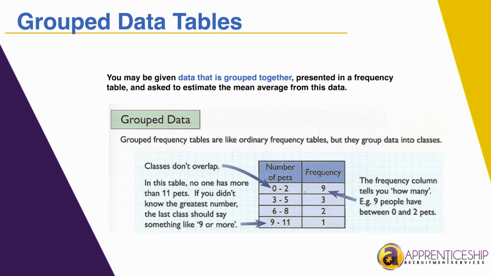The problem is when they ask for the mean. The mean is the average, the average number of pets that someone owns. With these types of tables, we don't have exact data. So 0 to 2 is 9 people. So 9 people have 0 to 2 pets. We don't know exactly how many pets they have though. Do they have 0? Do they have 1? Do they have 2? Which is why it's an estimated mean. We always have to estimate it.